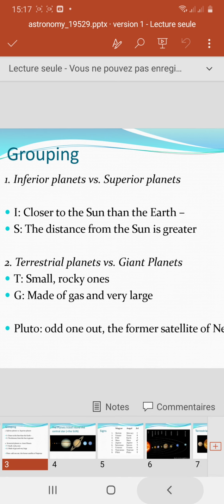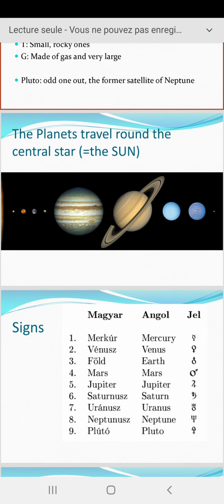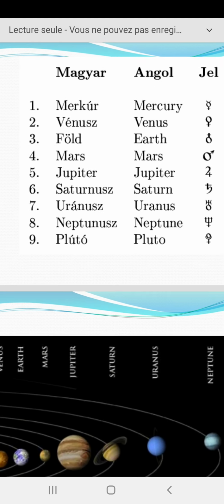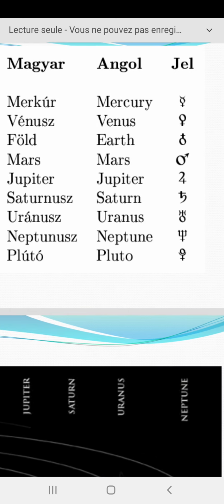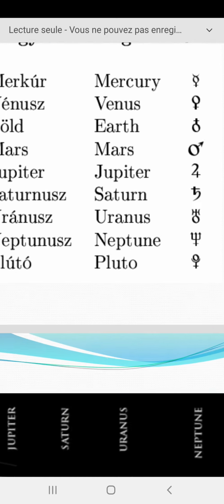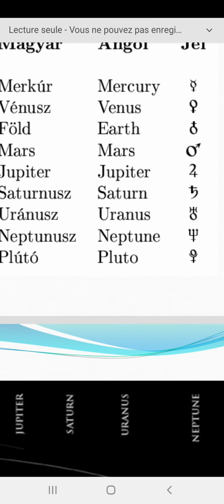Now the order of planets: you have Mercury, Venus, Earth, Mars, Jupiter, Saturn, Uranus, Neptune, and Pluto, the last of which is excluded from the list of planets. It was removed from the list of planets. Why? Because of its small size.